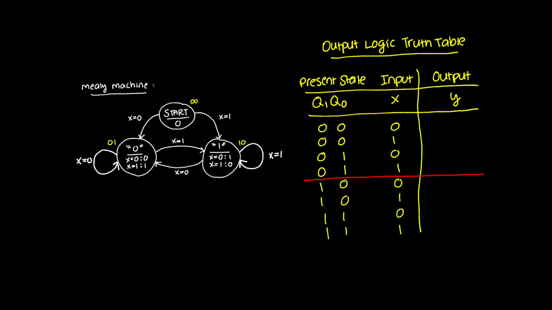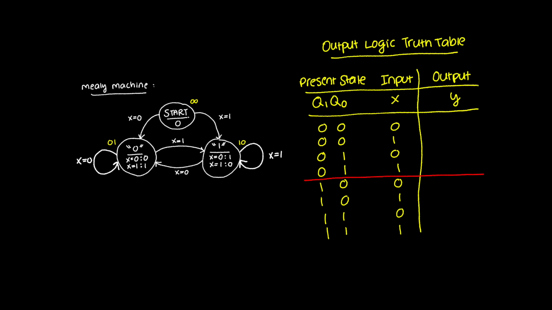And here, my output, as you can see, it is not enough to know what state I'm in to know what the output is. I not only need to know what the present state is, I need to know what my input is because my output will vary within the same state. For a given state, my output will be different depending on if my input X is 0 or 1, at least for these 2 states.